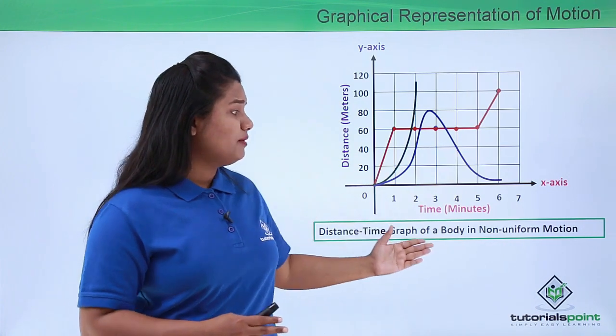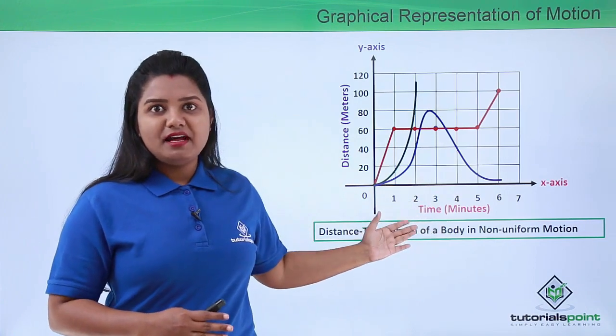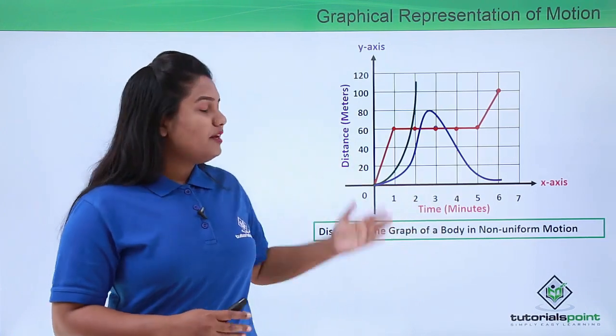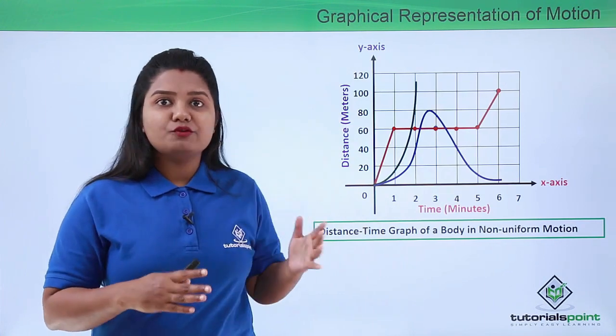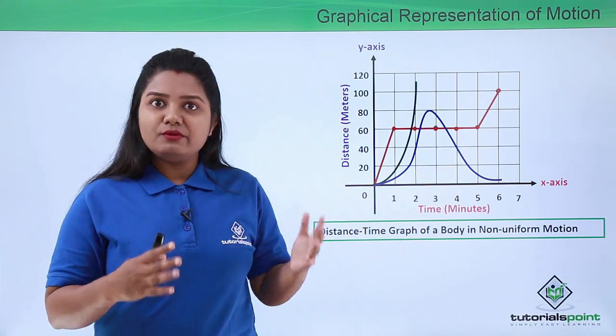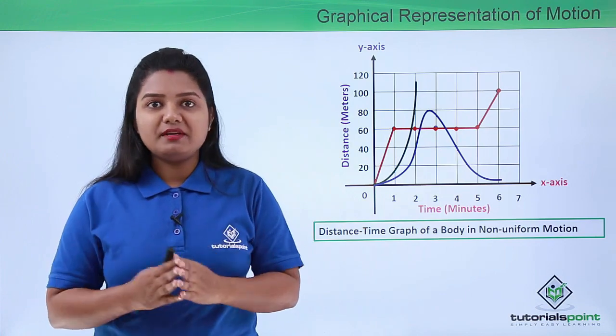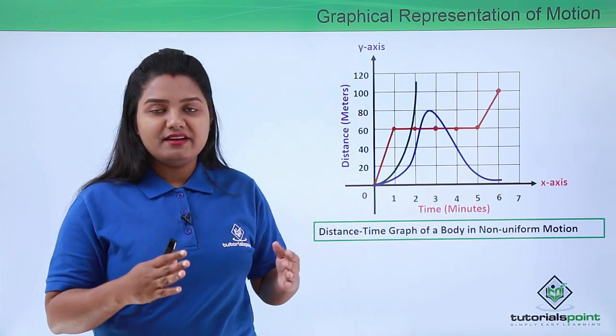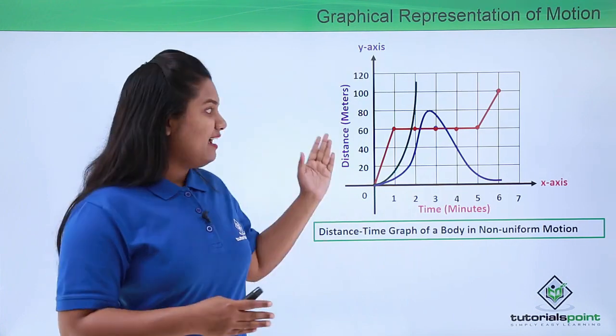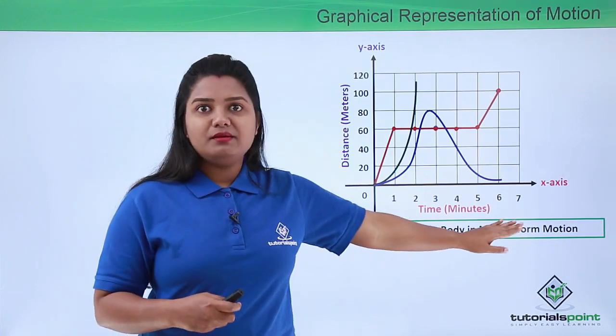So this was all about the distance time graph, and in this video we have learned how a distance time graph looks like and how to plot it. And again we have looked at different kinds of distance time graphs, that is the distance time graph for a body at rest or at uniform motion, and also at non-uniform motion.